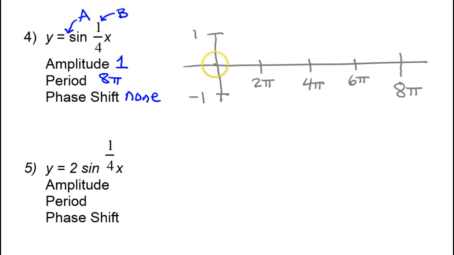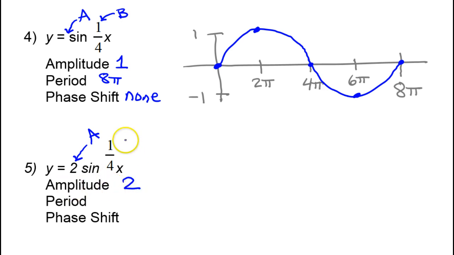Now this is the sine function, so it should start at 0, and then it should go up to its maximum, back to the midline, down to its minimum, and back to the midline. So the graph for problem number 4 should look like this. All right, how about number 5? The amplitude is going to come from the A value. So the amplitude is going to be 2.